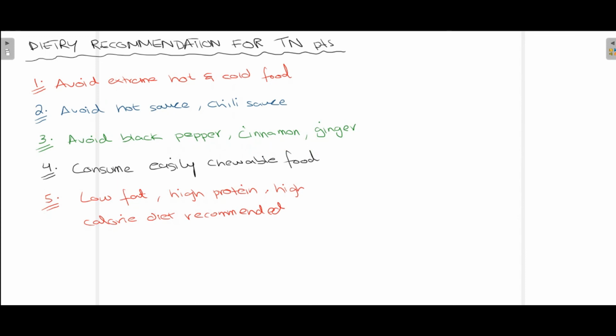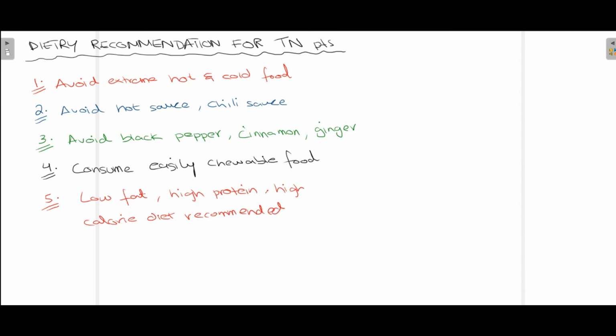Now, they are recommended to eat food which is easily chewable, because sometimes when you eat hard food, it might trigger symptoms of trigeminal neuralgia. And lastly, the diet recommendation given to such patients is that they should have food which is low in fat, high in protein, and high in calories. These are the dietary recommendations which are given to the patients suffering from trigeminal neuralgia. These basically help them avoid triggering the pain of trigeminal neuralgia.